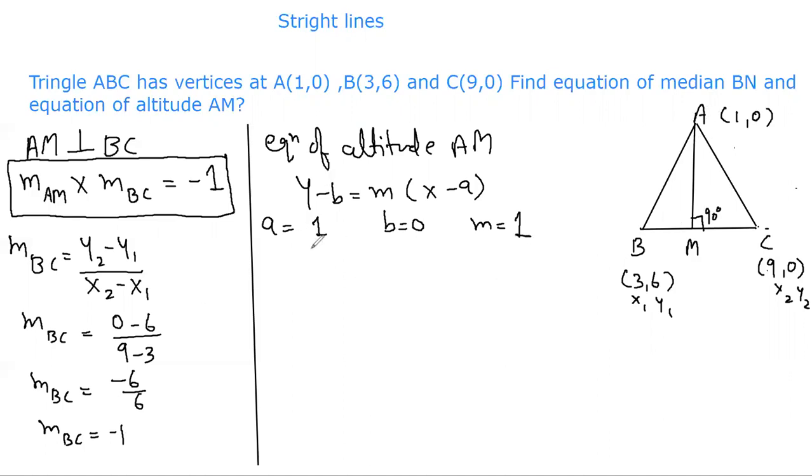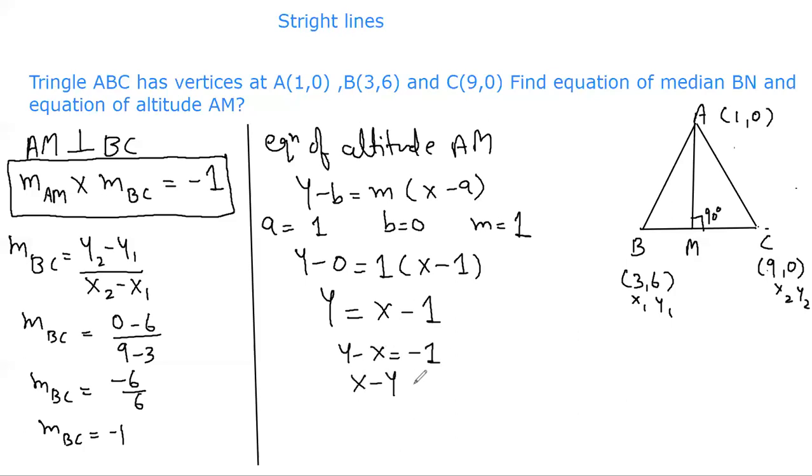Now, if we substitute all these values, y minus 0, m is 1, x minus 1, y is equal to x minus 1, and that is how we can find the line, which is y minus x is equal to negative 1, or we can write x minus y equal to positive 1. So that would be the line of the altitude AM.